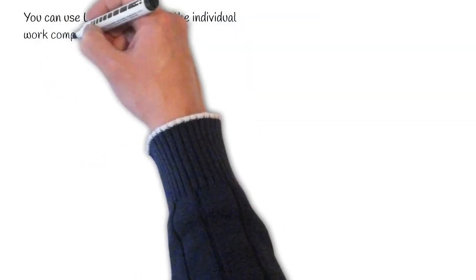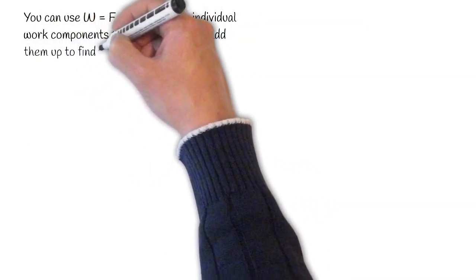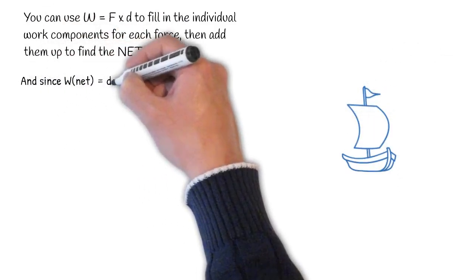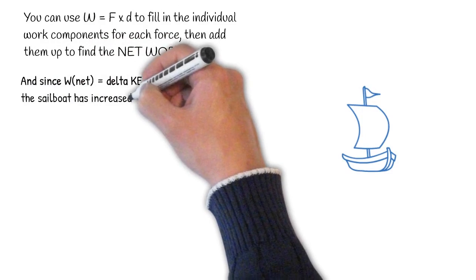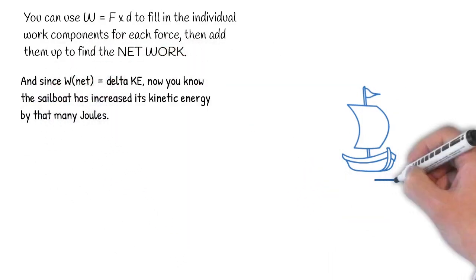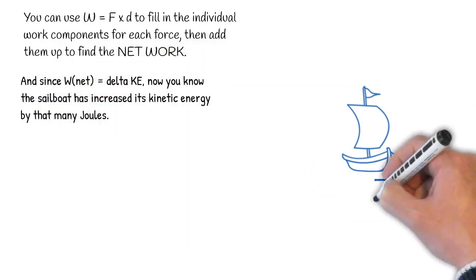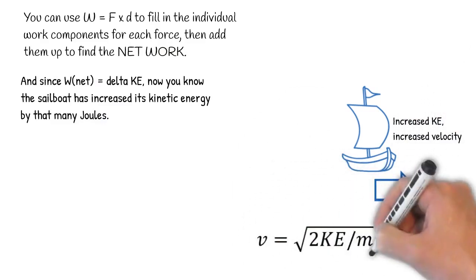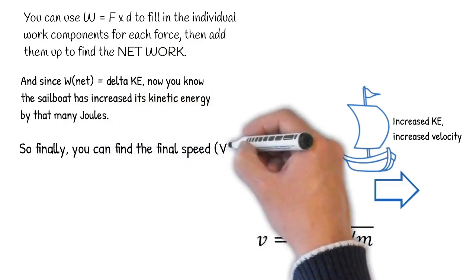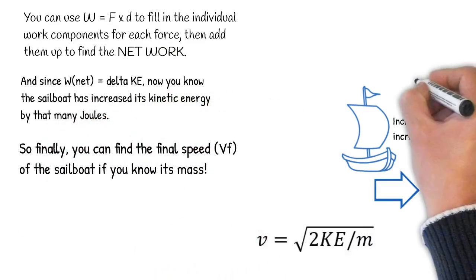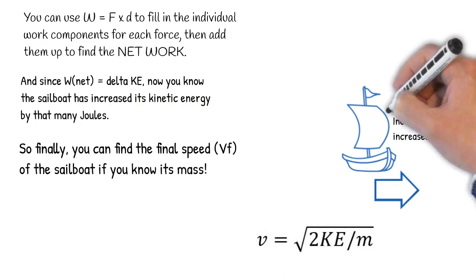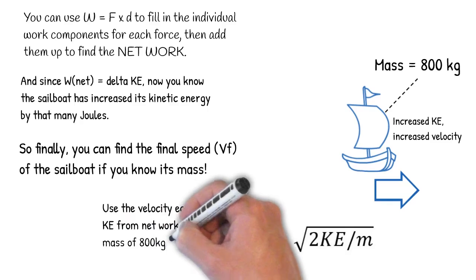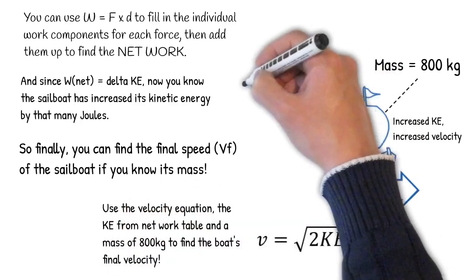Now, you can use work as force times distance to fill in the individual components of the work, and then you could add them up and find the net work. Since the net work is delta KE, now you know the sailboat has increased its kinetic energy by that many joules. The net work is the increase in KE. Now, since you know the delta KE, you can find the velocity by using v equals square root of 2 KE over m. If the mass is 800 kilograms, use this velocity equation and actually find the boat's final velocity.